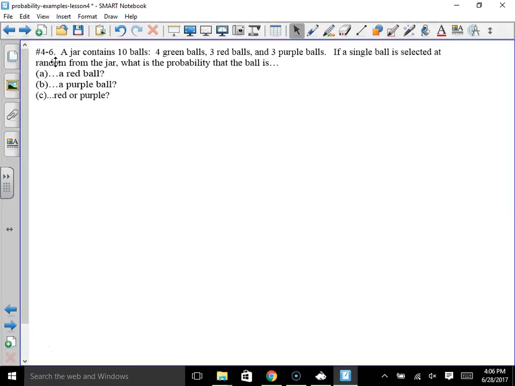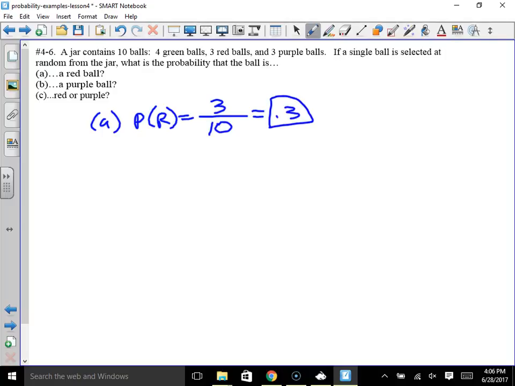Okay, it says a jar contains 10 balls, 4 green balls, 3 red balls, 3 purple balls. A single ball is selected from the jar, then what would the probability be that the ball is red? Okay, so we're talking about a single ball selected. So for A, the probability that it's red, there are 10 balls in the jar and 3 of them are red. So I believe that probability is just 0.3. They're all equally likely. There's 10 possible balls to select from, 3 of them are red.